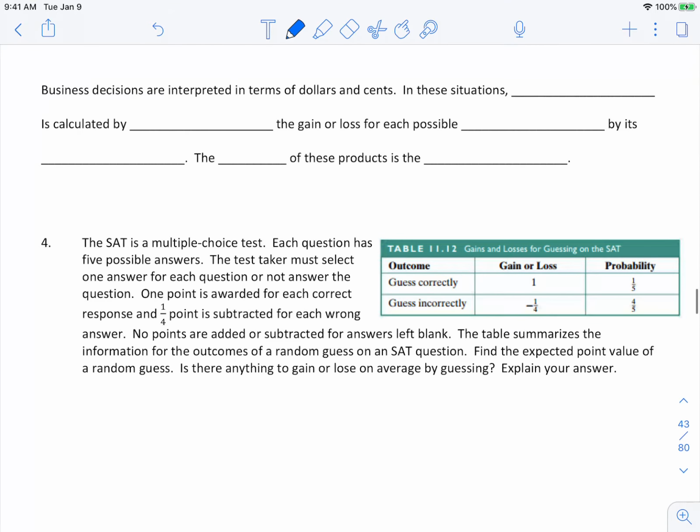Business decisions are interpreted in terms of dollars and cents. In these situations, expected value is calculated by multiplying the gain or loss for each possible outcome by its probability. The sum of these products is the expected value.